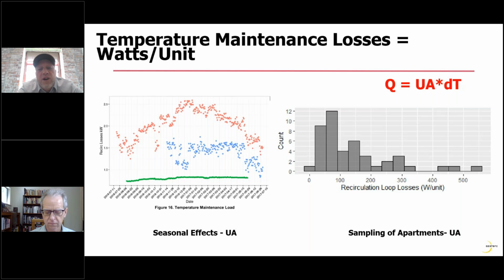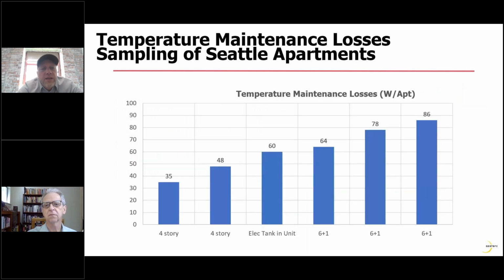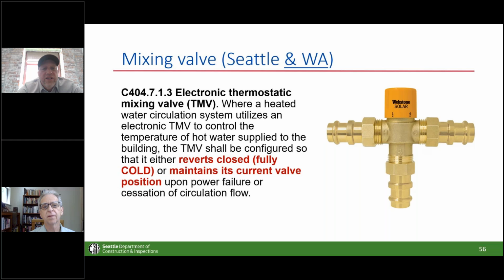I've seen loops uninsulated in buildings out to 400. But that shows you that most of your losses are in that below 100 range. Again, this is just a zoom in a little bit, but a four-story electric tanks in the units, about 60 watts an apartment. So that's your baseline. A 6+1 project we did measured 64 watts an apartment, 78 up to 86. So there are different reasons why you get those different values, but it comes down to your insulation integrity.